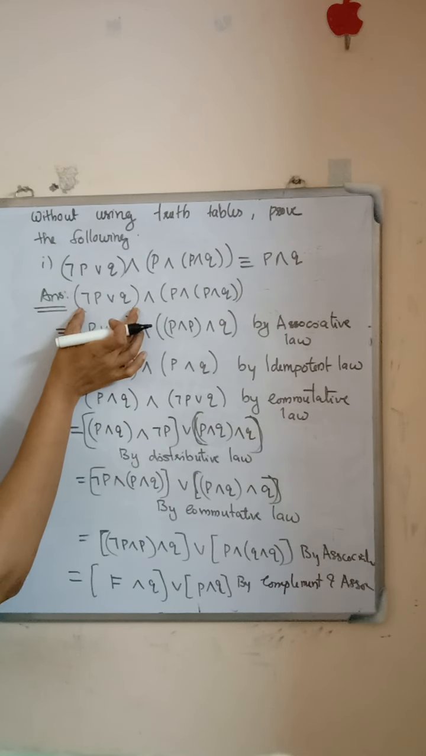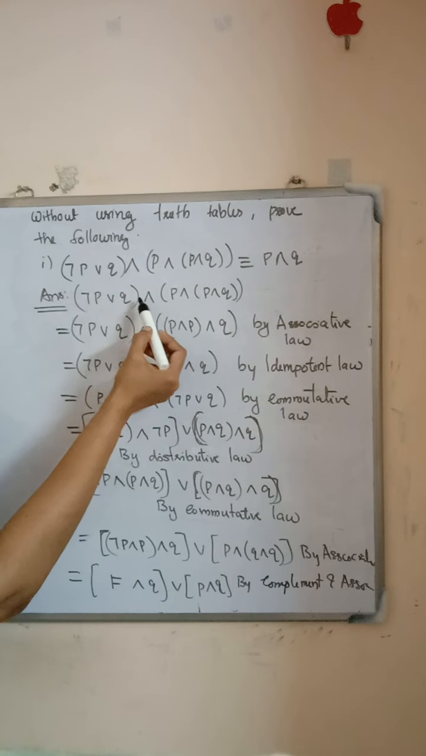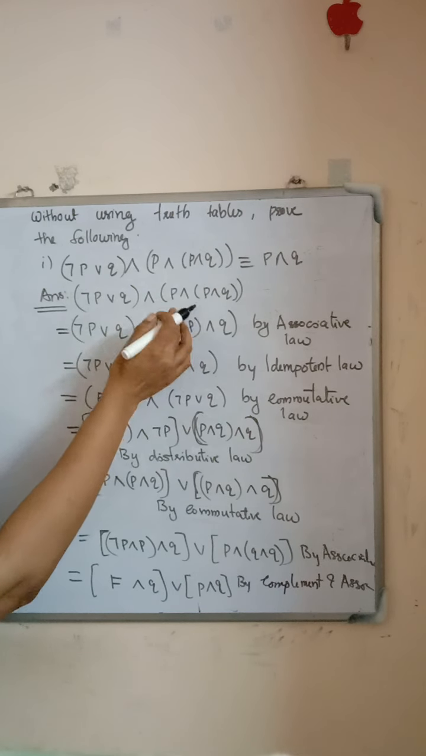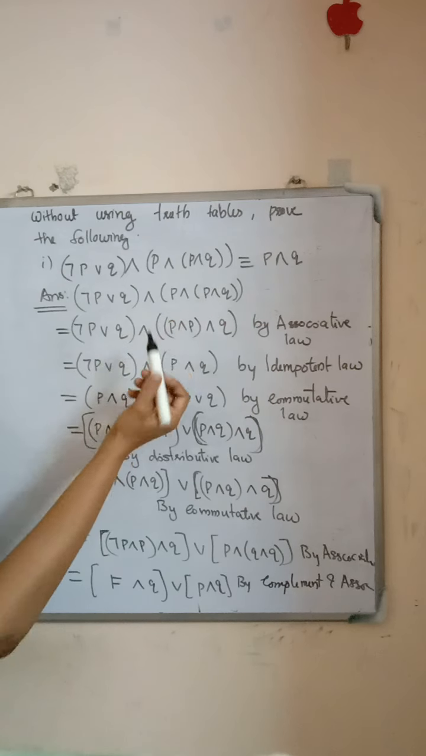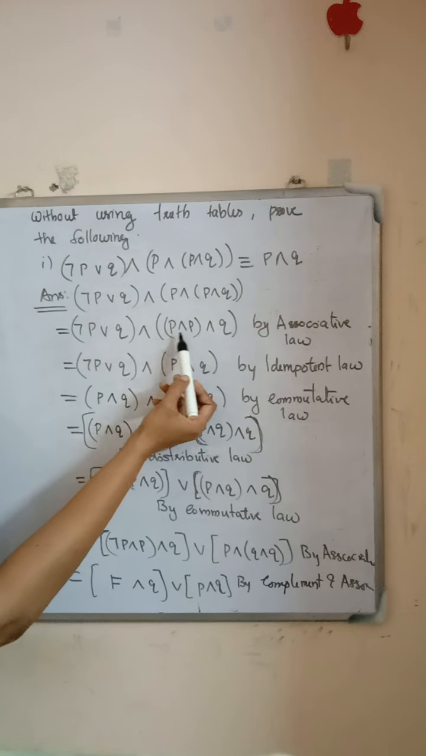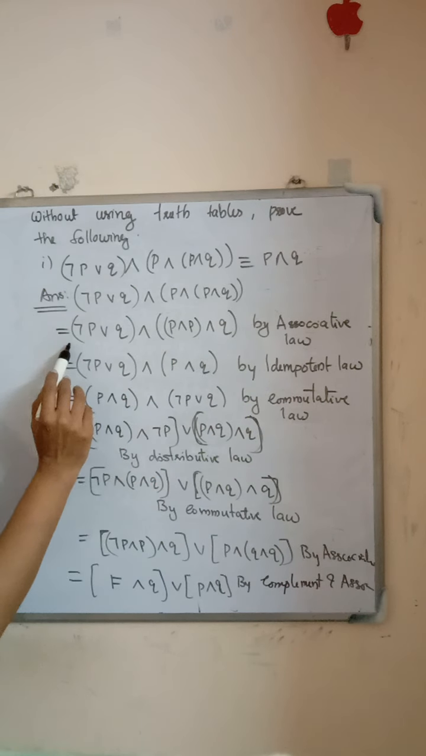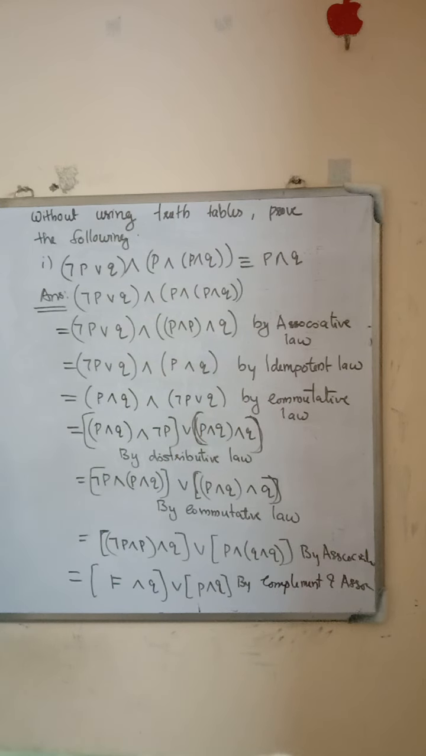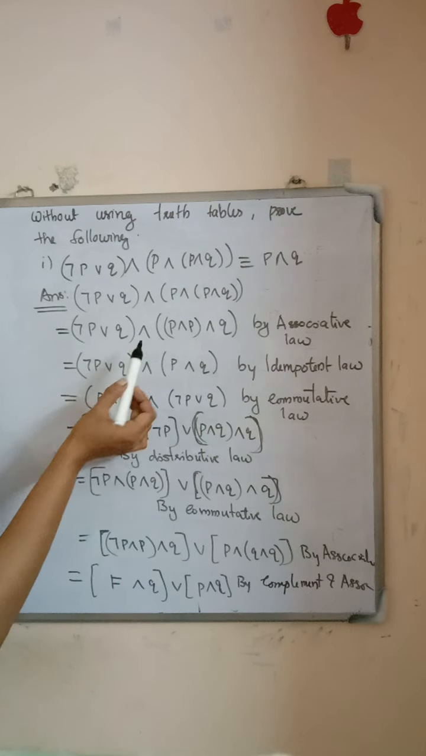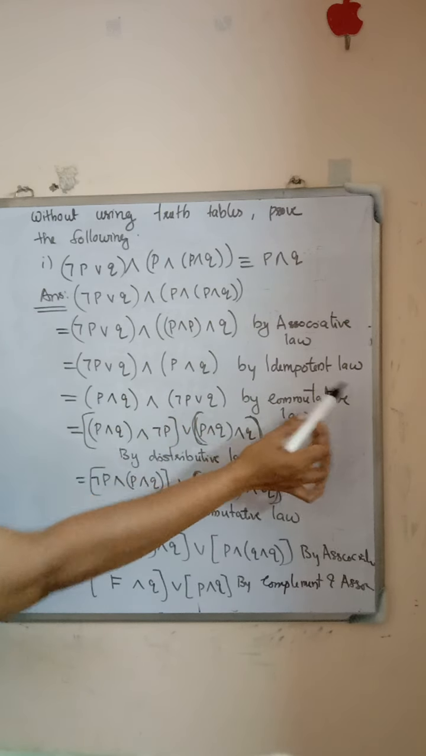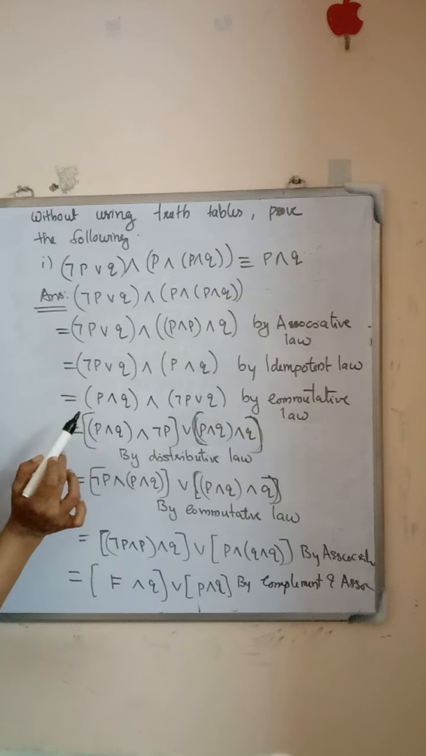Consider negation P or Q as a statement and apply the associative law. Apply the associative law in the second part. P and Q is same as P and Q. Okay, we get the second step by the associative law. Next, we know that P and P is P. That is by idempotent law.